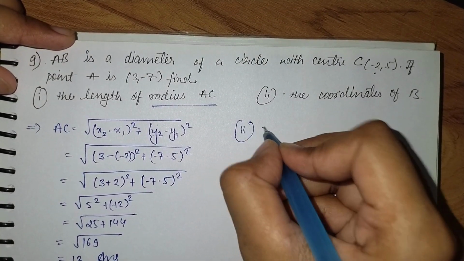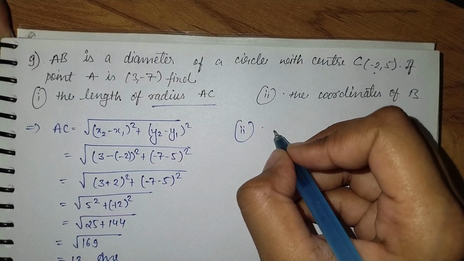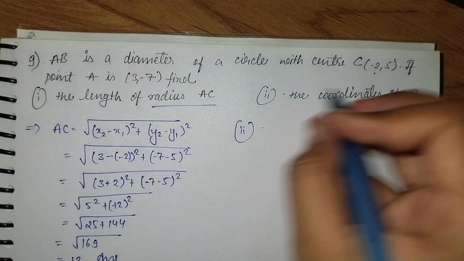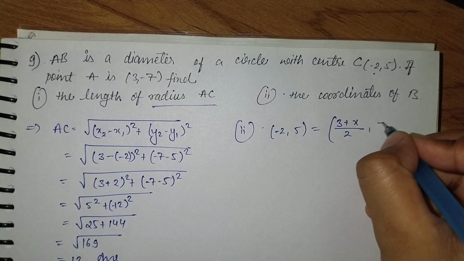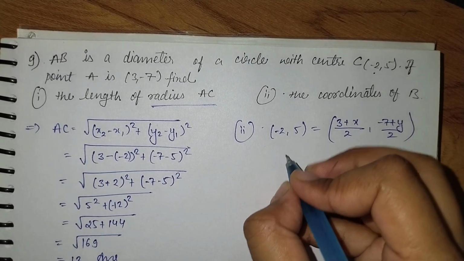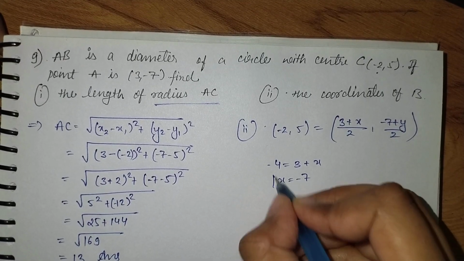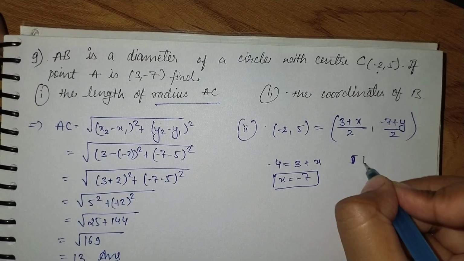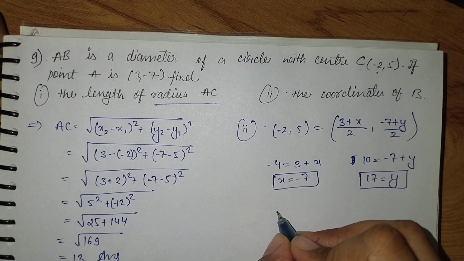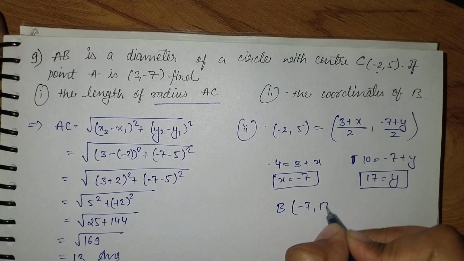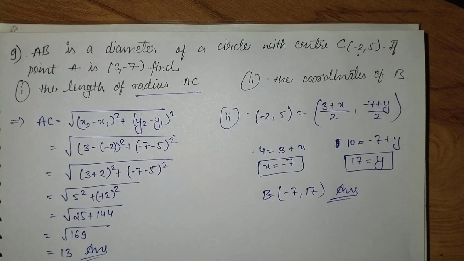Now the second part, the coordinates of B. If we want to find the coordinates, if AB is the diameter, then that will become simply (-2, 5) = ((3 + x)/2, (-7 + y)/2). That will become -4 = 3 + x, so x = -7, and 5 into 2 will become 10 = -7 + y, so 17 = y. So these are the coordinates of B. (-7, 17) is the final answer, means the answer of question number 9 second part, and this is the solution of question number 9.